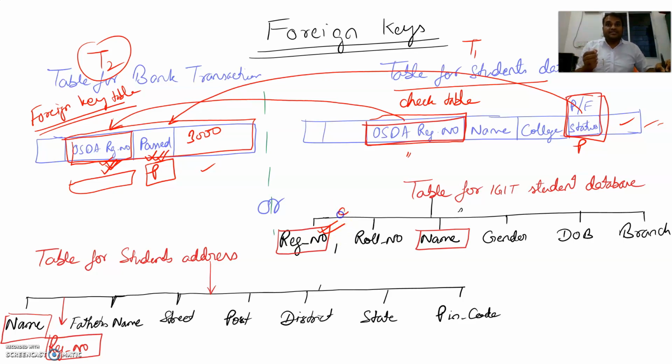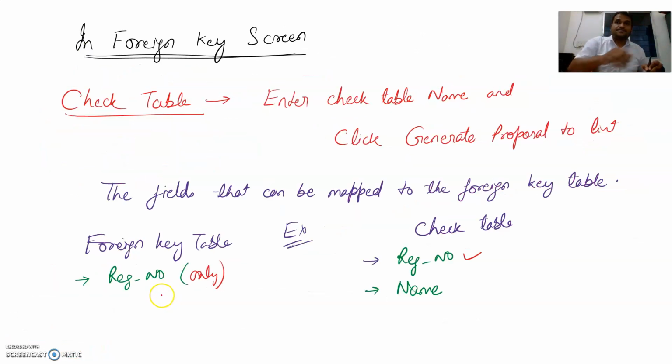So we can decide that this is a check table, and then we can create a foreign key table, that is a table in which the registration number is a foreign key. So this registration number and this name will be there in our new table. That is how the foreign key is so helpful.